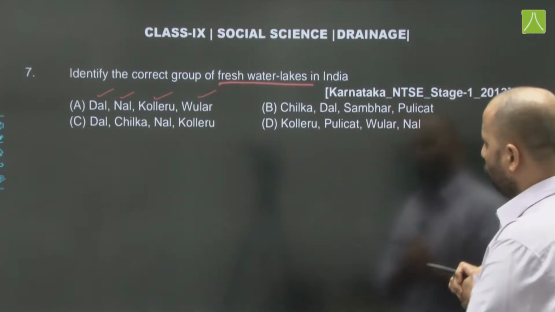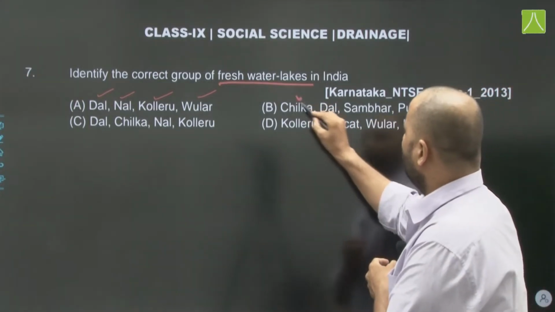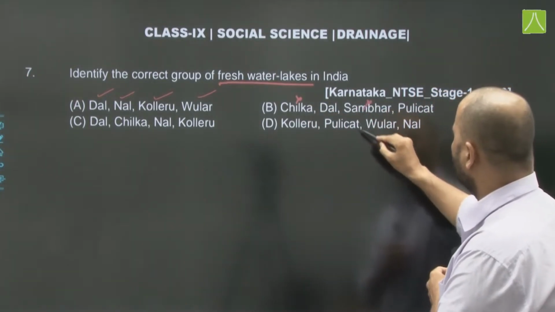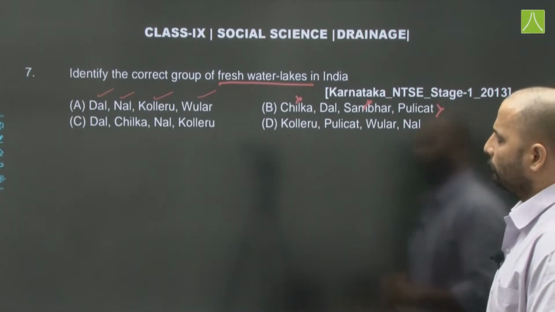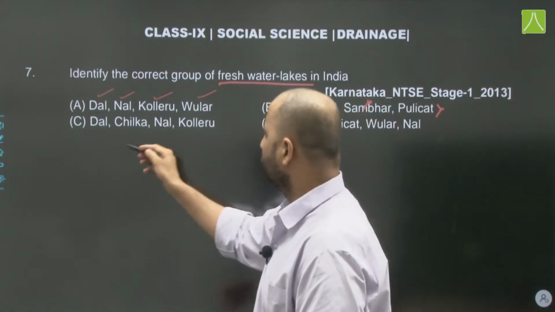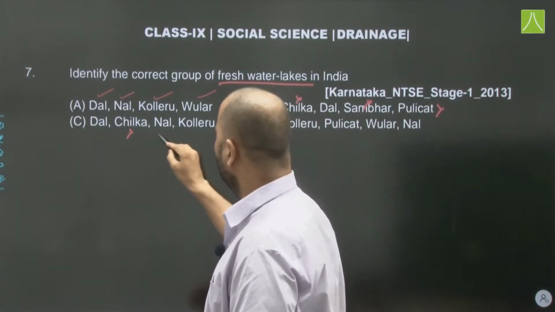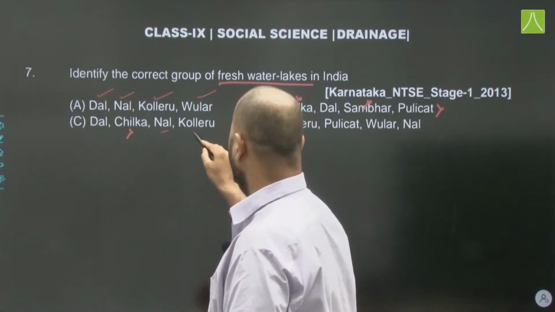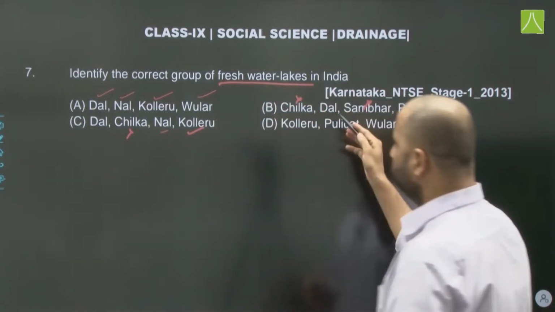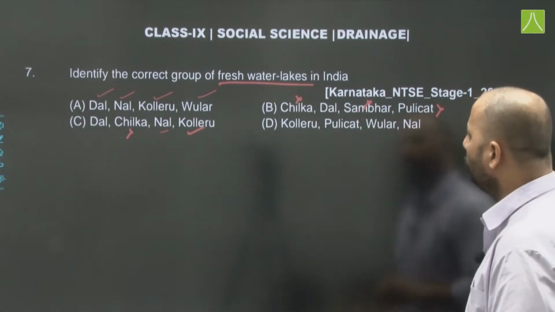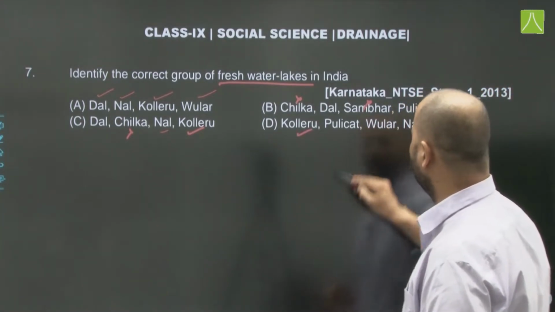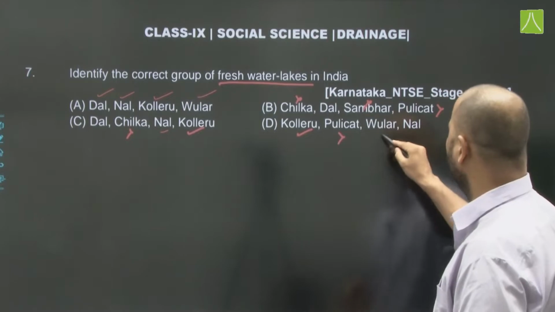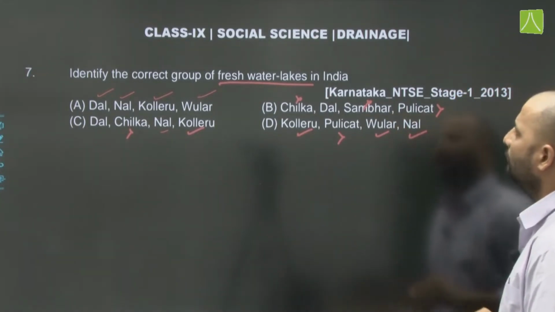Chilka, that is not a freshwater lake. Dal is a freshwater lake, Sambar is not a freshwater lake and Pulikat is also not a freshwater lake. Now, here Dal is a freshwater lake, Chilka is not, Nal is and Koleru is again a freshwater lake. In the D option, Koleru is again a freshwater lake, Pulikat is not a freshwater lake, Vular is a freshwater lake and Nal is a freshwater lake.